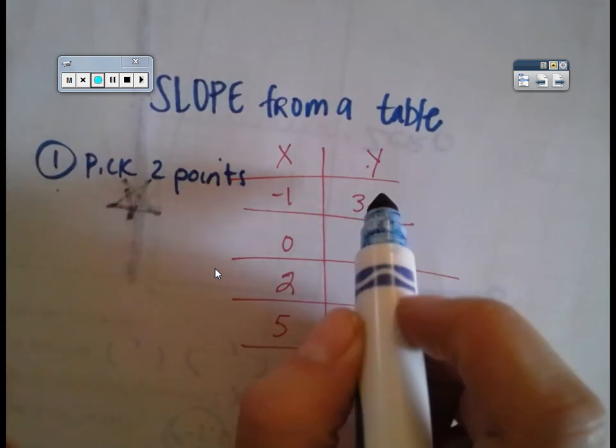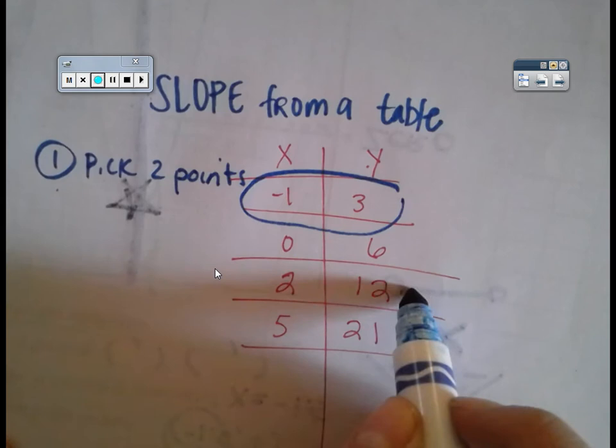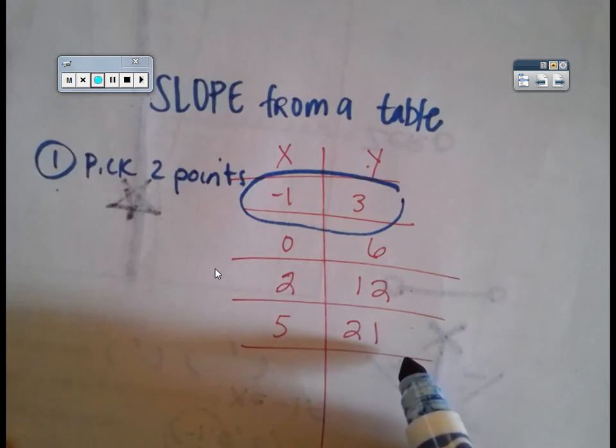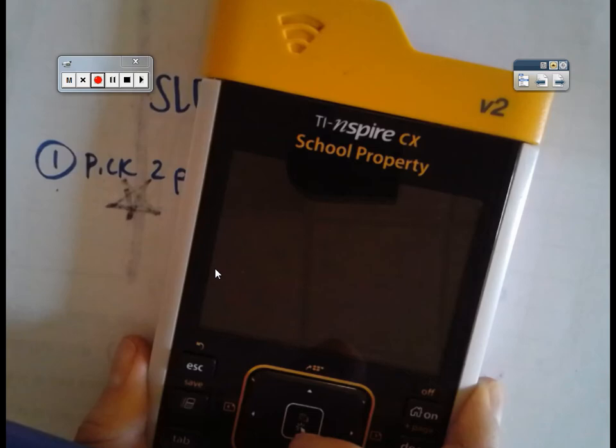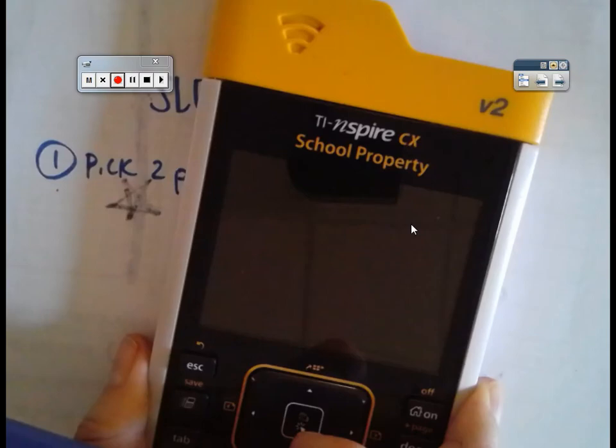Alright, so I could pick this one, pick that one, I could pick this one. I'm going to pick this one. It doesn't matter which one you pick, because as long as you are reducing, and your calculator will reduce for you, you're going to get the same thing.